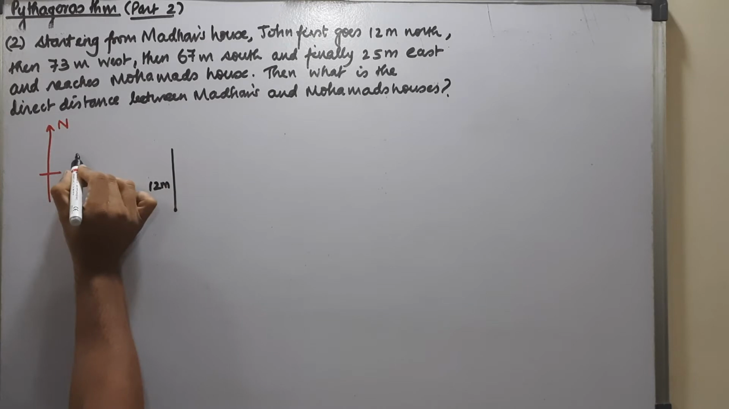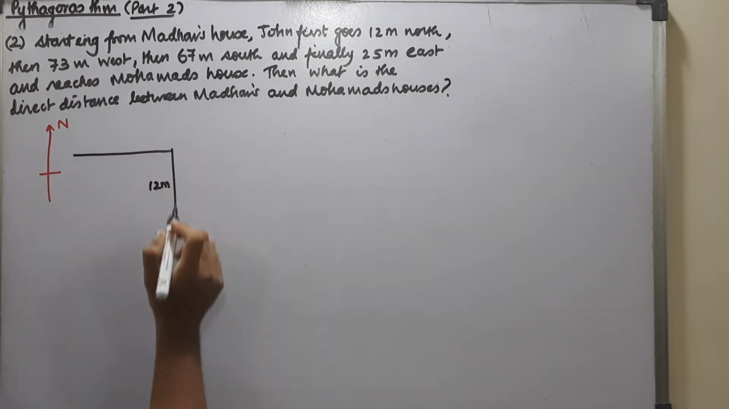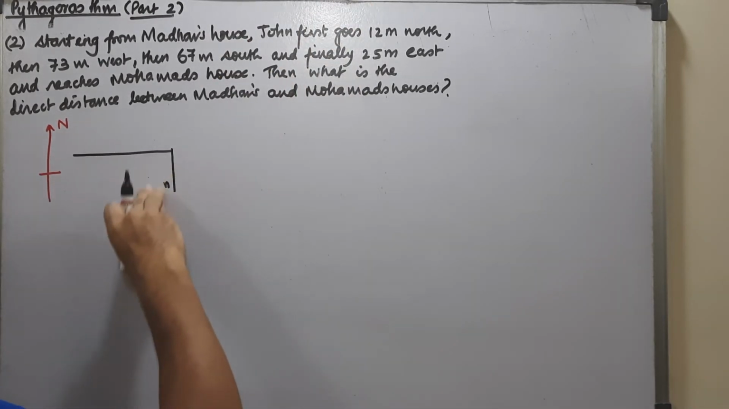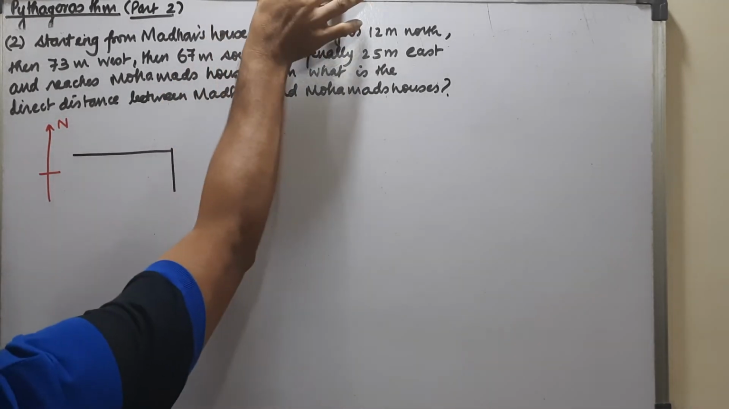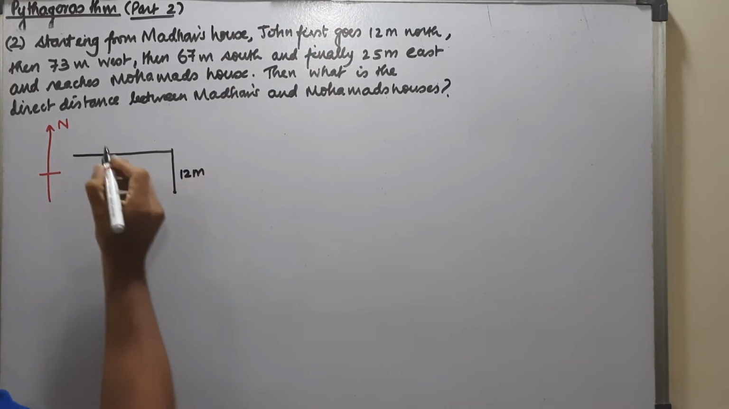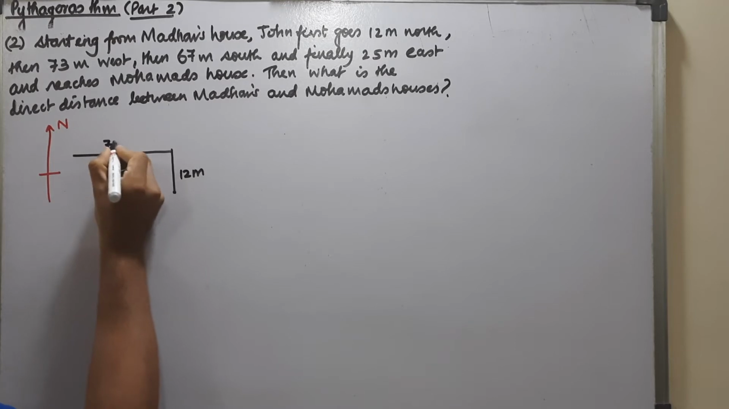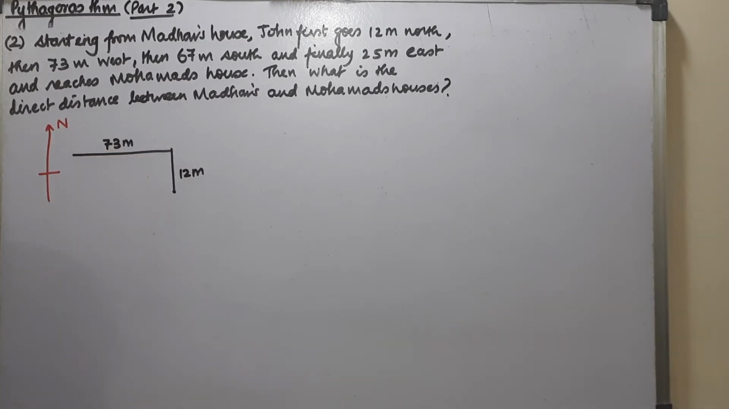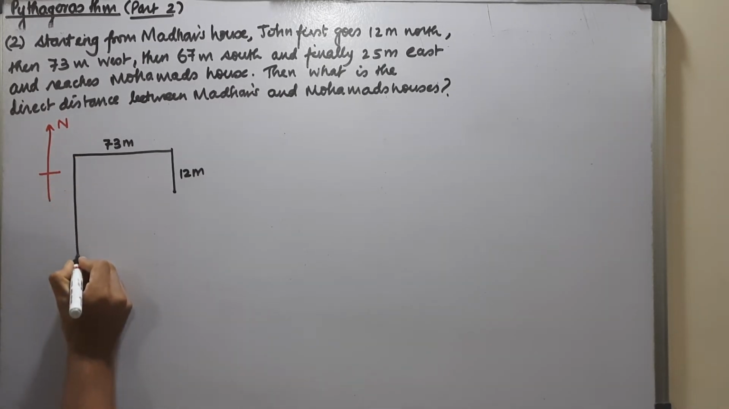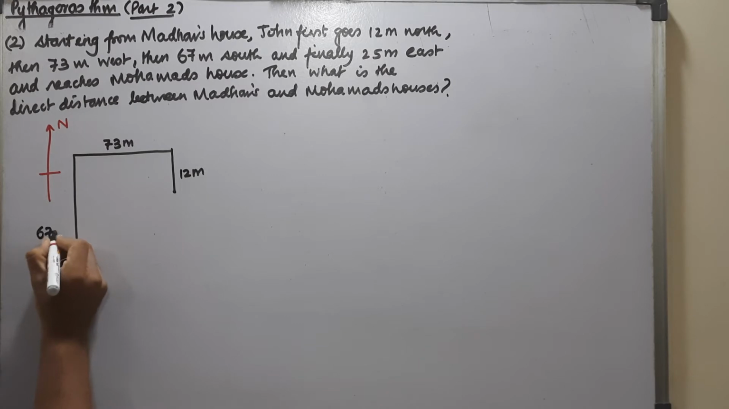So I will draw it this side. I will try to draw proportionate actually, means I should reduce this 12 meter so that it will look like 73 meter. Okay, this is now okay. This is my 12 meter and this is my 73 meter. Then he goes 67 meters south. South means he comes downside here. This is your 67 meter.